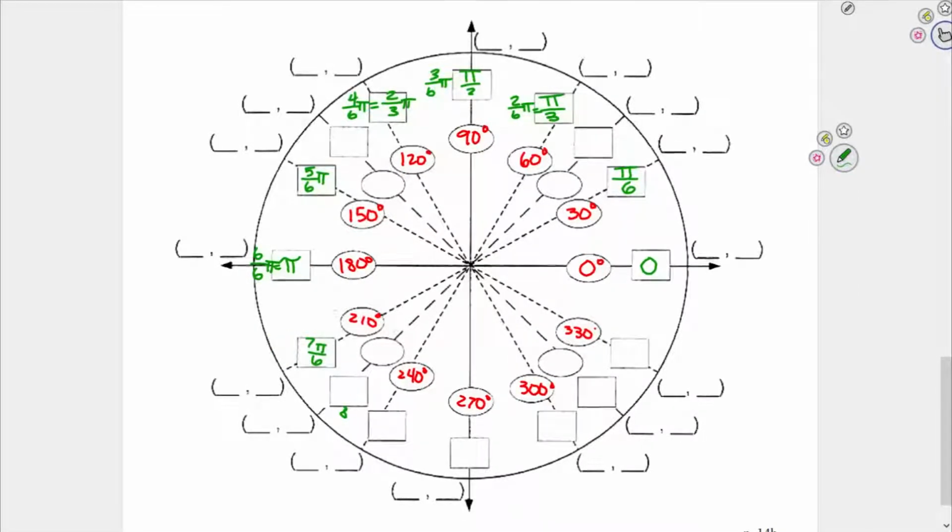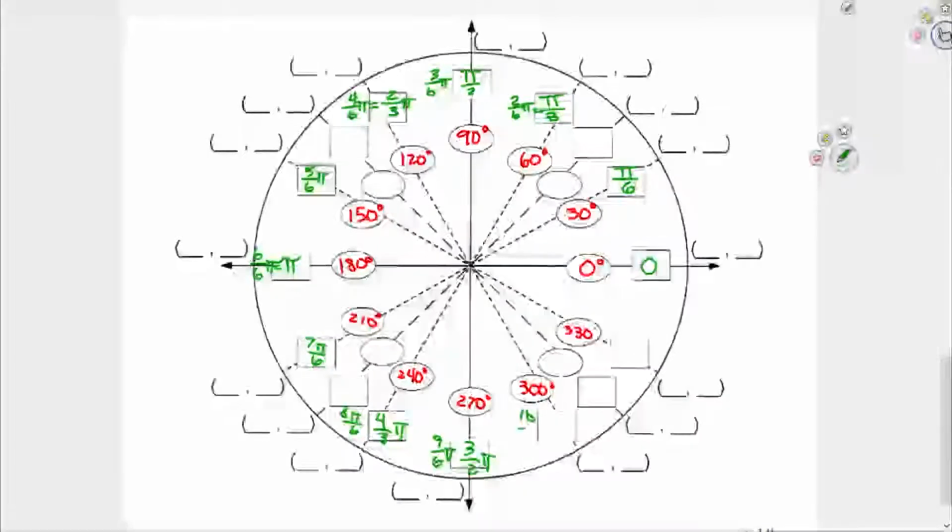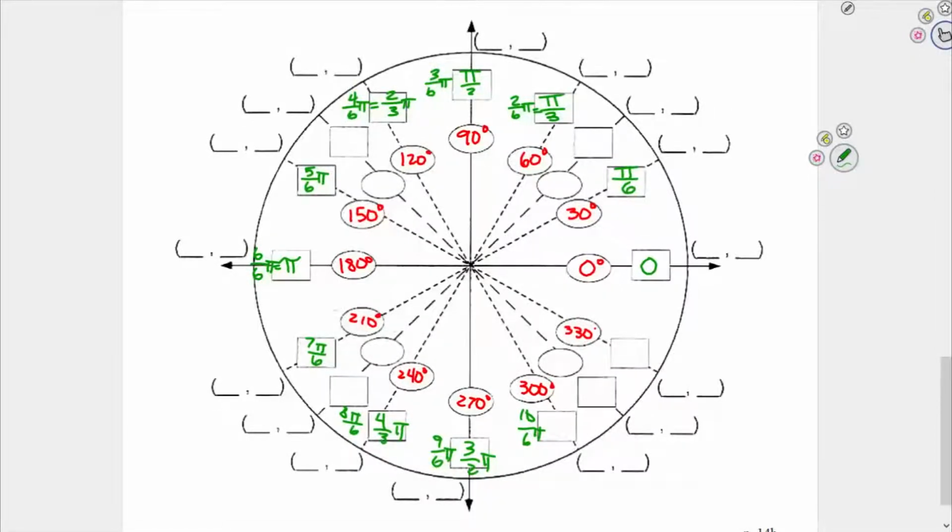And I get 8 sixths pi, but 8 sixths simplifies to 4/3 pi. Then 9 sixths pi simplifies to 3 halves pi. Then I get 10 sixths pi, but 2 goes into both 10 and 6, so I get 5/3 pi. Then I get 11 sixths pi, which can't be simplified. And then I'm back to 12 sixths pi, which is 2 pi. Just to keep this as simple as possible, we'll erase these other ones so I only have the simplified versions left.